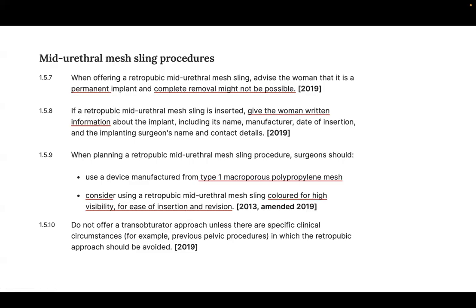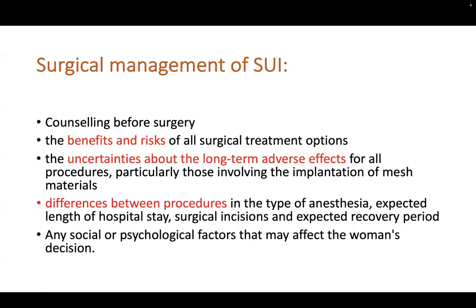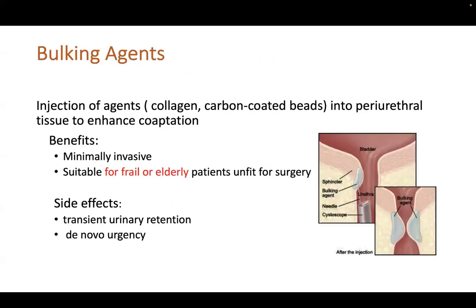And whenever we give mesh to a patient, beforehand we need to tell the patient some information: what are the benefits of the surgery, what are the adverse effects of the surgery. So before surgery, in counseling, we will tell the benefits and risks of all the surgical treatments, the uncertainty about the long-term adverse effects, and the difference between the procedures. What is the success rate of all the surgical procedures? Which one is better? Which one causes what complication? All these things we need to discuss with the patient before the surgery.